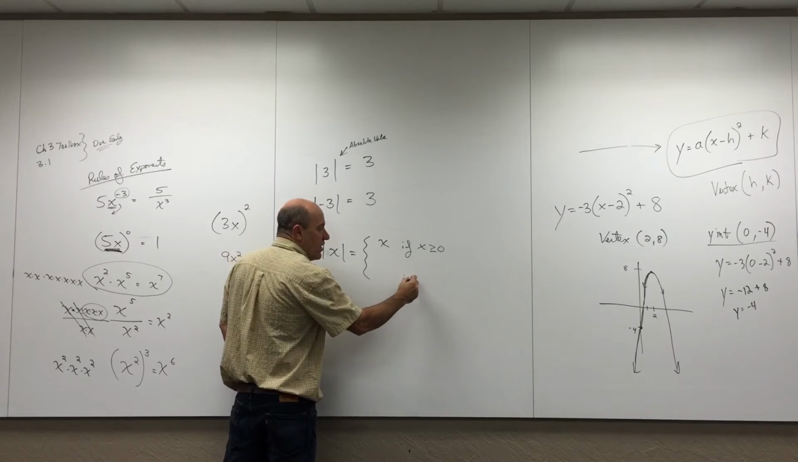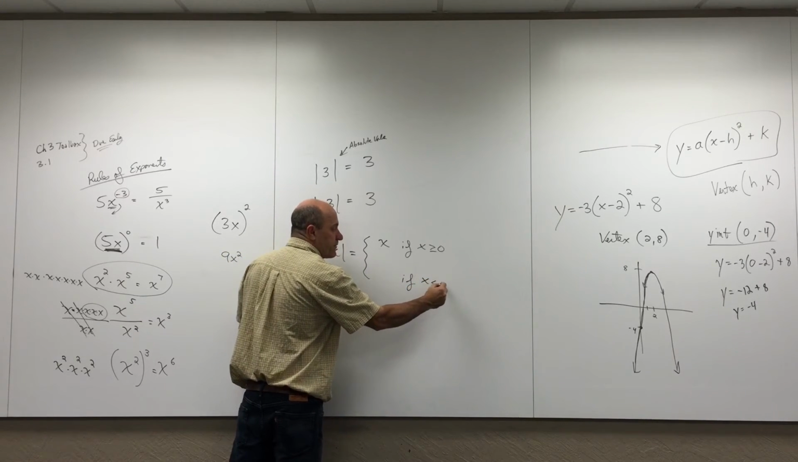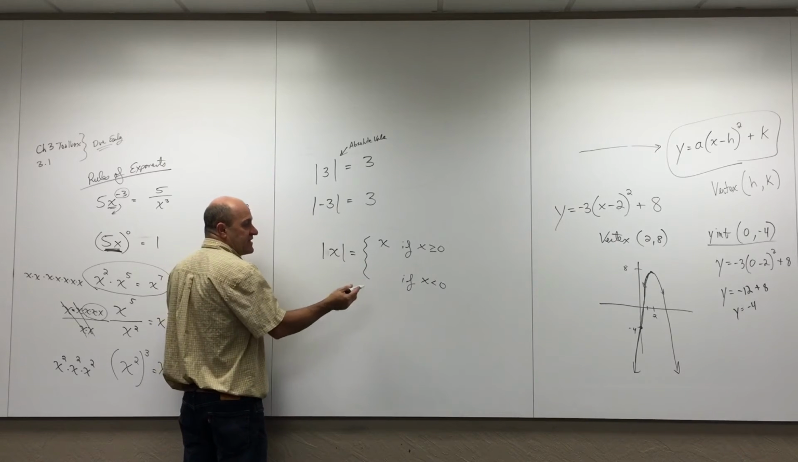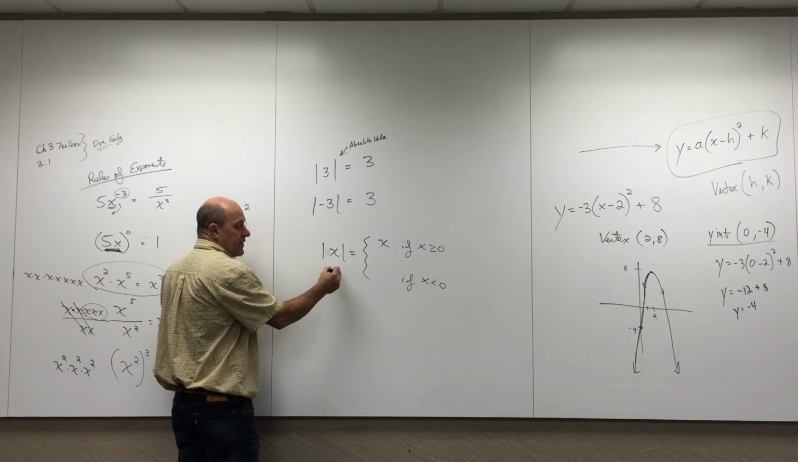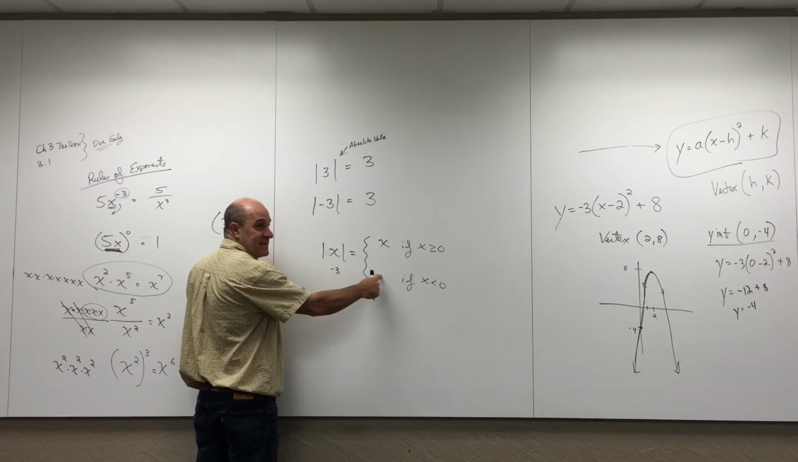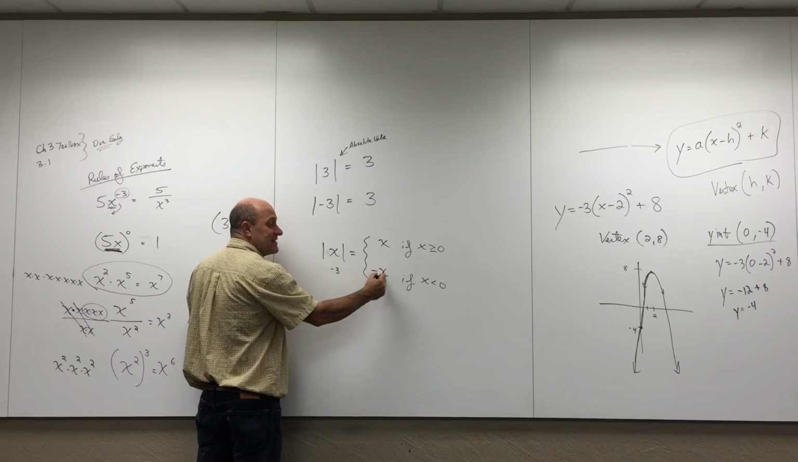But watch this. What if x is less than 0? What if x is a negative 3? Then what's its absolute value? 3. Is that x? No. That's negative x.